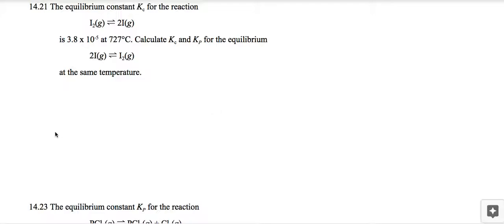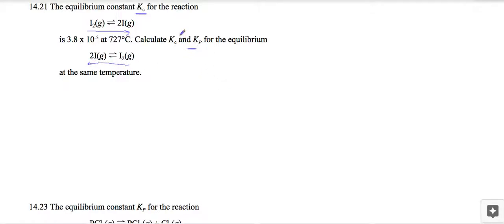All right, so this is a kind of a two-step problem. We're given the equilibrium constant Kc here. We're asked to solve for Kp at the same temperature. The first thing we have to notice with this problem, though, is that we're looking for the Kc and Kp for the reverse reaction. So this is going this direction, and then it's the same way going this direction.